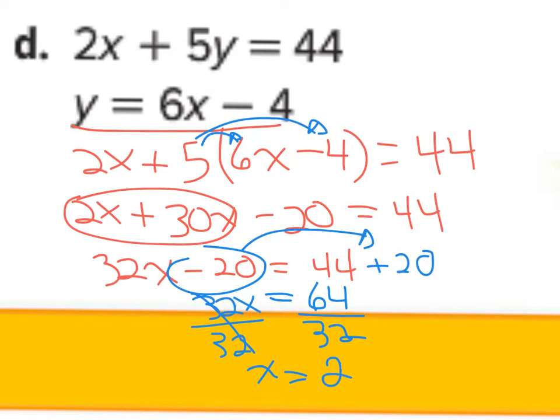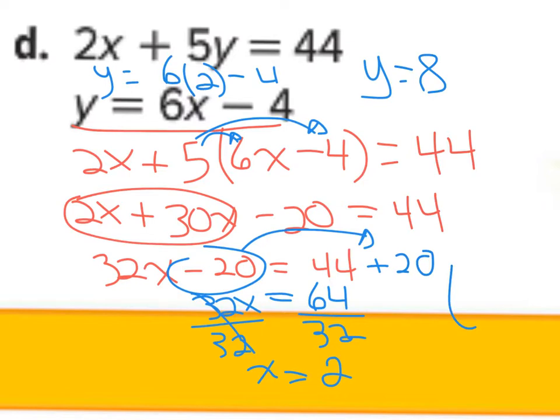Okay, there's my x. Now let's take that x and let's replace it in here, so that now it becomes 6 times 2 minus 4. That'll give me the value of my y. So y equals 6 times 2 is 12, minus 4 is 8, equals 8. So the solution of this system of equations is x equals 2 and y is 8, and that is my coordinate.